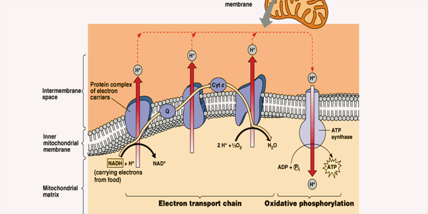They then diffuse back down their concentration gradient to the matrix through a channel in the membrane, which is a protein called ATP synthase. The flow of hydrogen through ATP synthase drives an enzyme reaction that brings about the phosphorylation of ADP and some phosphate ions into ATP. Okay? Alright, let me give you some more solid notes.